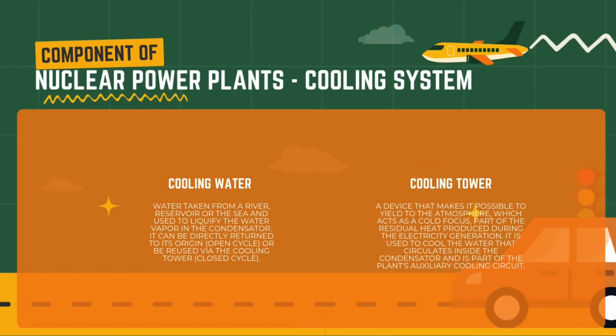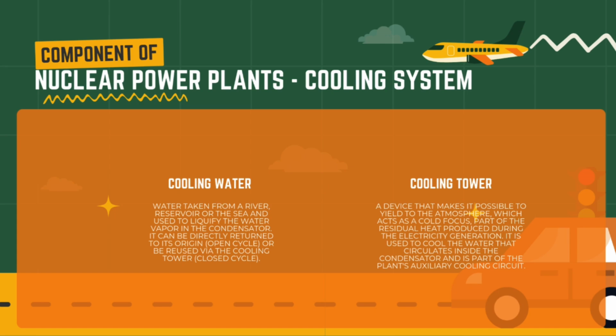Next, safety and efficiency in a nuclear plant depend heavily on its cooling system. This system prevents overheating and allows the cycle to continue indefinitely. The first element is the cooling water. This water is typically sourced from nearby natural bodies like rivers, reservoirs, or the sea. In an open cycle, it is used to liquefy steam in the condenser and then returned to its source. In a closed cycle, it is reused after being cooled by the second major component, the cooling tower.